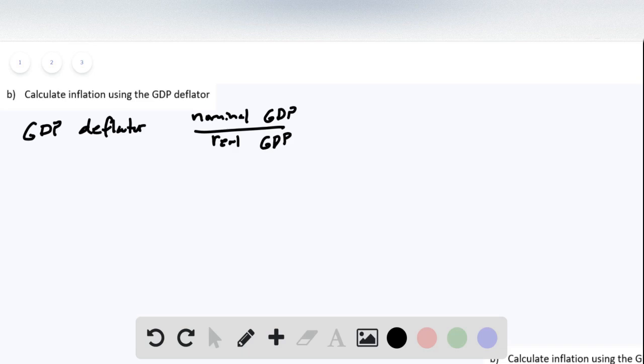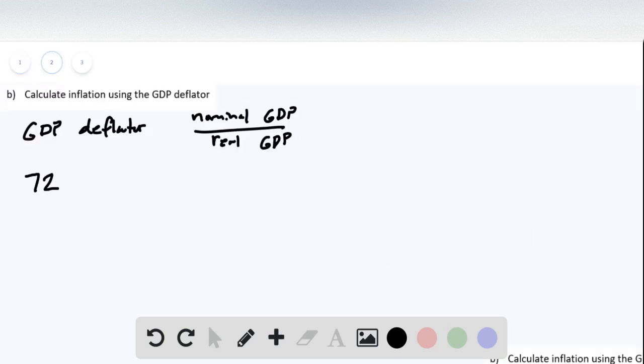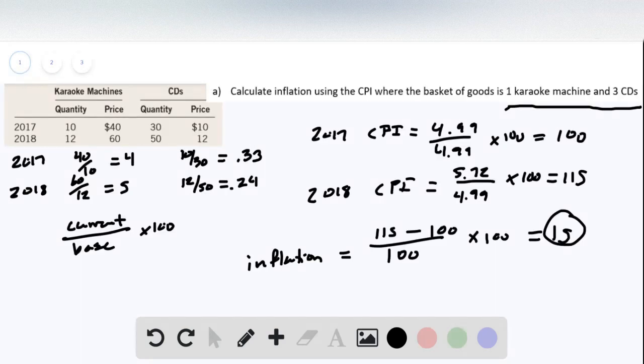So, given our table, our nominal GDP is 72. That's $60 plus $12. That's the quantity times the current price plus the quantity times the current price. Real GDP is going to be 48 plus 16.5, which equals 64.5. We get that 64.5 because it's the quantity in 2018 times the price, which was $4, plus the quantity times the price, which was 33 cents.